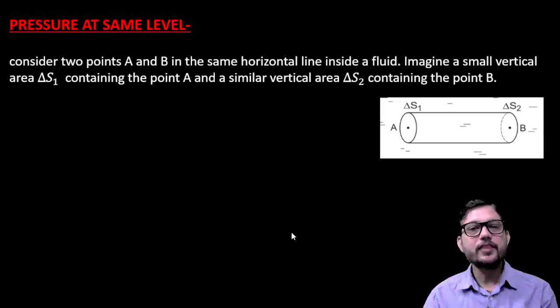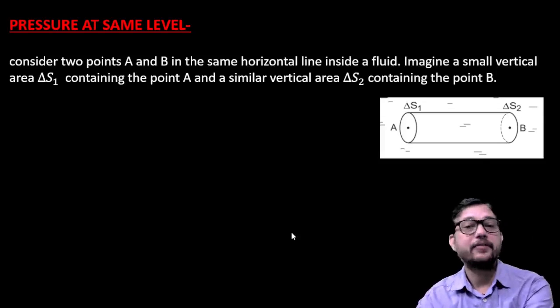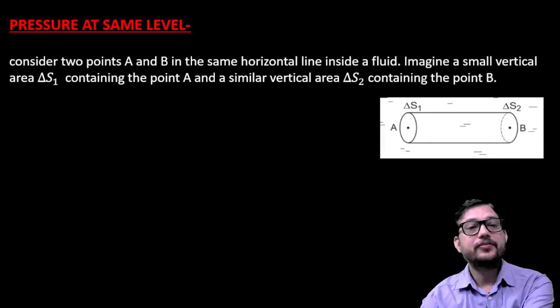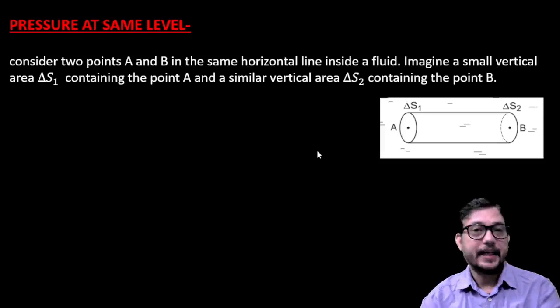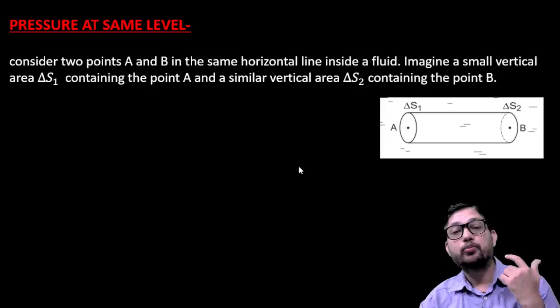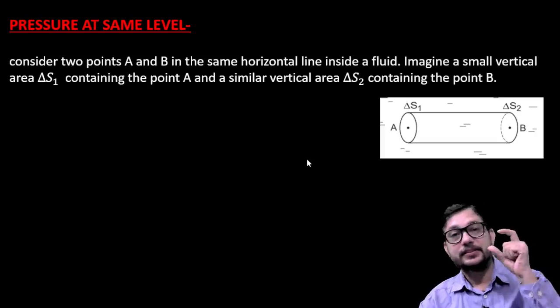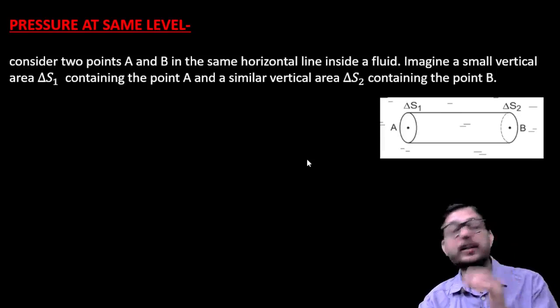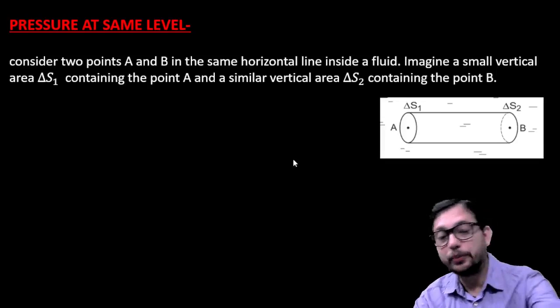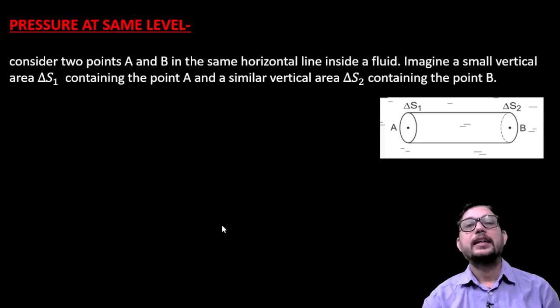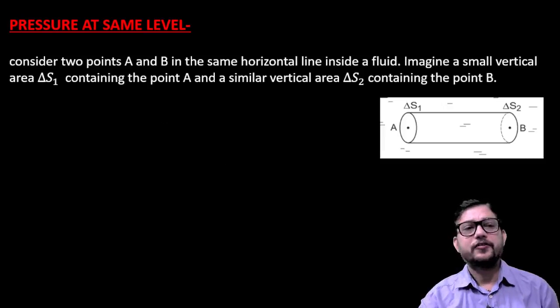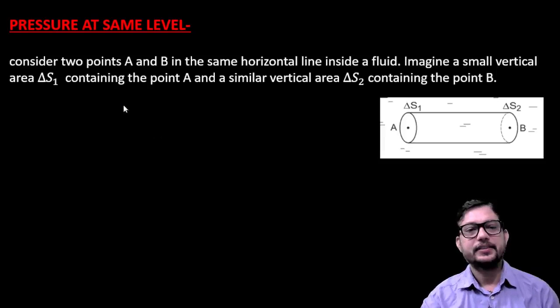So what we have learned up to here is that if we have two points at a certain separation in the vertical direction, what does it mean? It means simply that if we take a container like this, suppose this is the container.